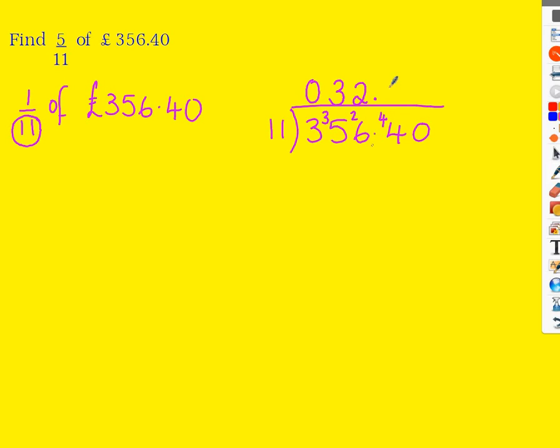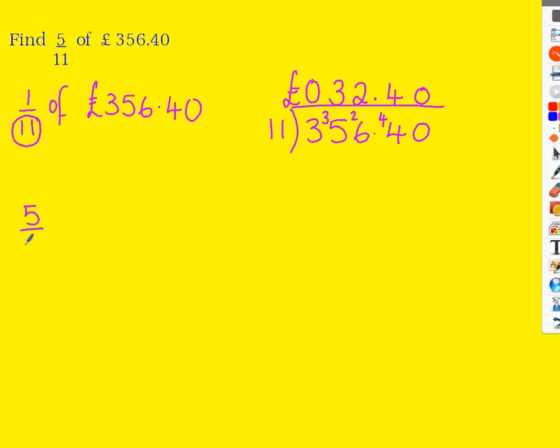How many 11s in 44? That's 4 exactly, because 4 11s are 44. And then to finish off, for money, your place value, how many 11s in the 0 there? That's 0. So if I was to put my units in here now, 1/11 of £356.40 would be £32.40. But we don't want to stop there.